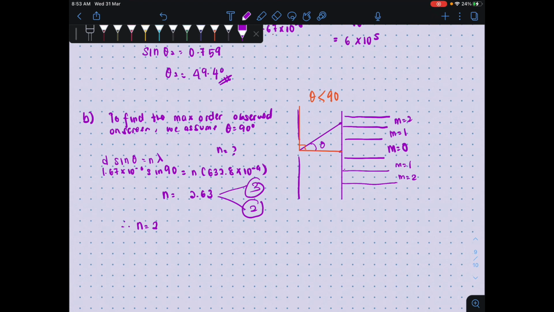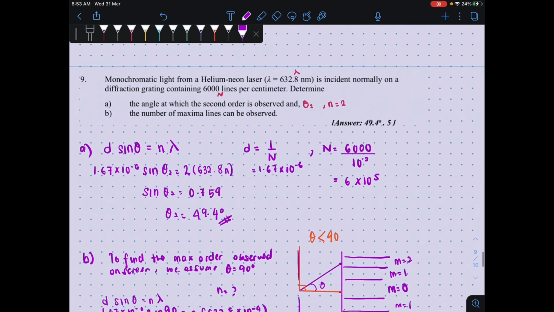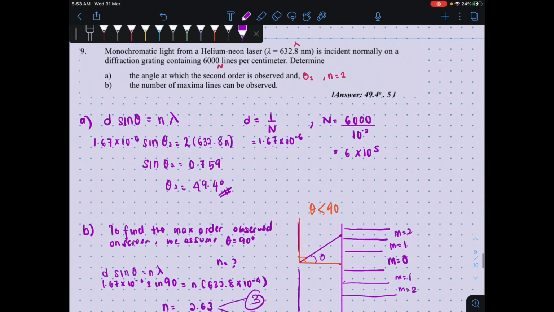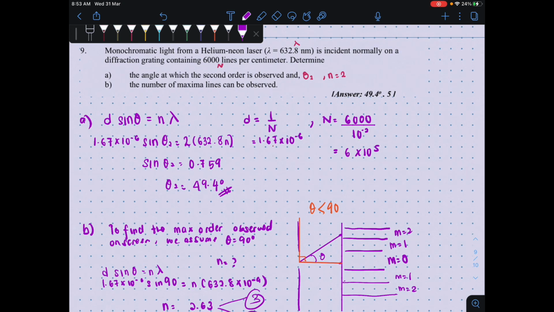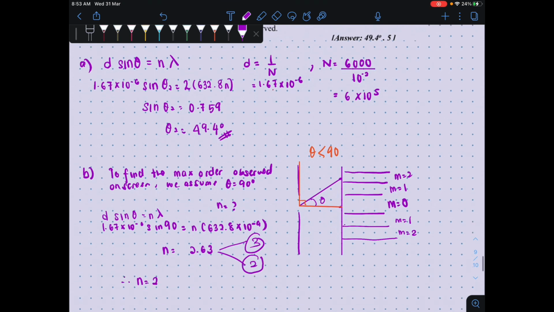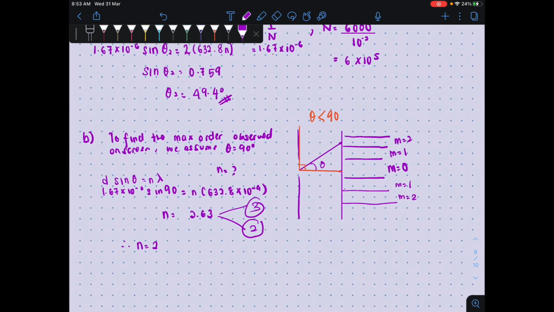Alright, selain daripada itu, tapi we have not yet answered the question. The question did not ask the number of order that can be observed. Dia minta the number of maximum lines can be observed. Maksudnya berapa banyak lines yang kita akan nampak. If it was a second order, lines yang kamu akan nampak adalah central bright, satu line, first order, satu line, second order, satu line. You're going to have the same pattern dekat bawah, another first order, another second order. So in total you have 5 lines here.